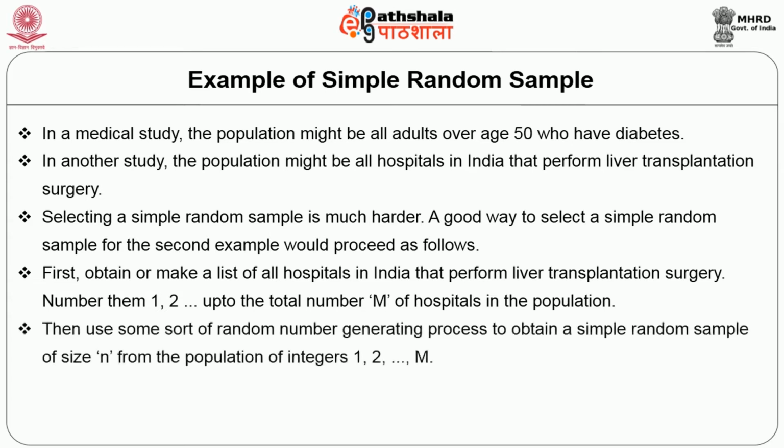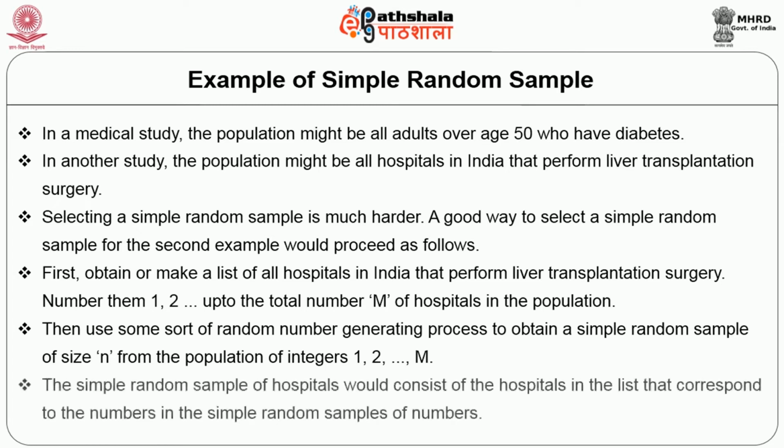Then use some sort of random number generating process to obtain a simple random sample of size small n from the population of integers 1, 2, etc. up to m. The simple random sample of hospitals would consist of the hospitals in the list that correspond to the numbers in the simple random sample of numbers.